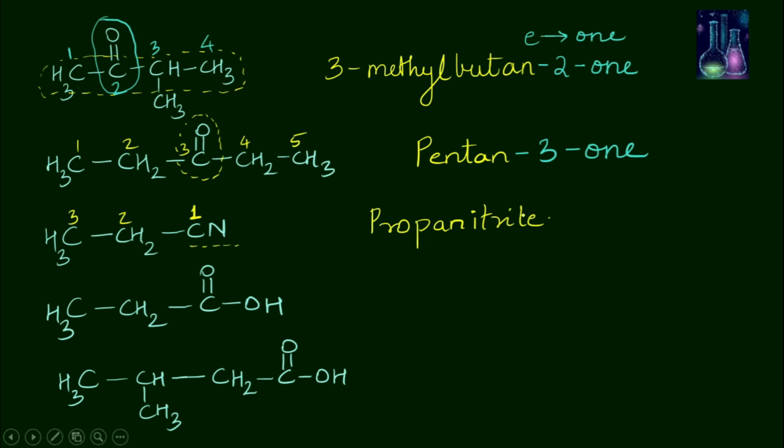Propane nitrile. Here you need not show the functional group as 1 because the carbon chain will begin with the cyanide functional group. Next, here is a carboxylic acid. Carboxylic acid is a functional group, so it gets the highest priority. 1, 2, 3, 3 carbons, prop, and the E is replaced by oic acid.